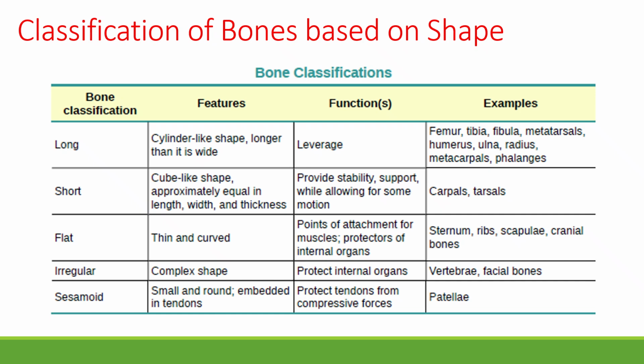Irregular bones are bones that didn't fit in any other category that we've already talked about. They have a complex shape. Typically, they are for protecting internal organs. So the vertebral bones and the facial bones are good examples of irregular bones.